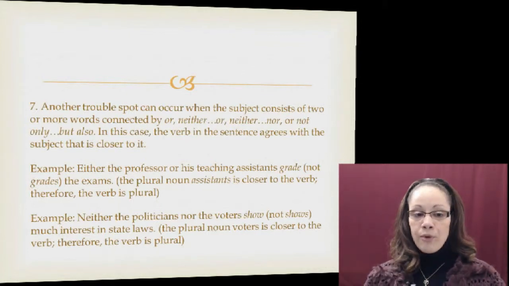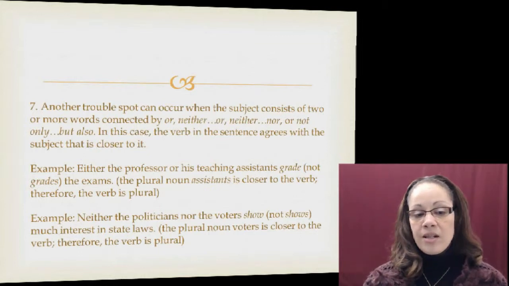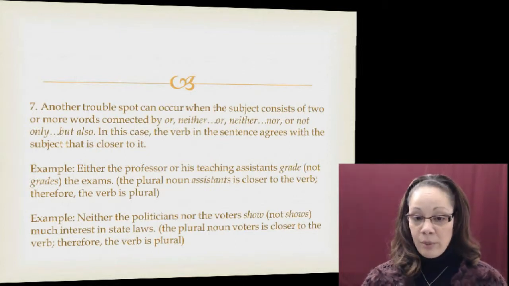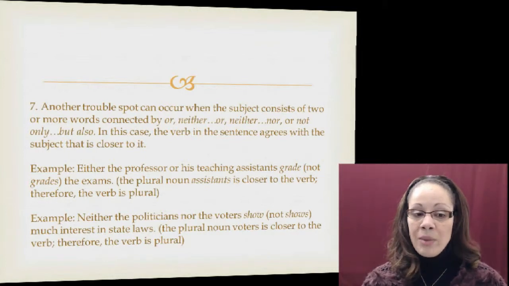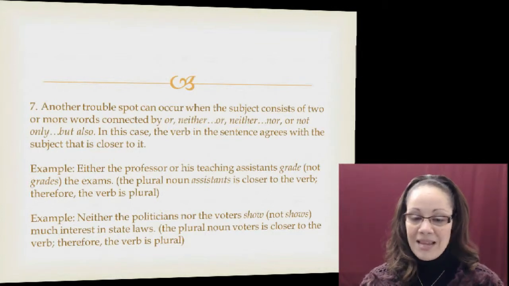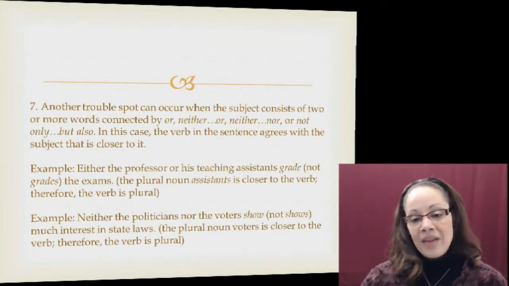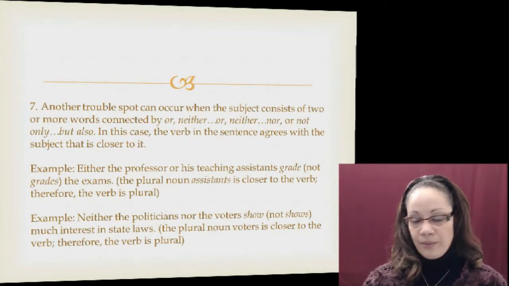Our second example, "Neither the politicians nor the voters show much interest in state laws." Again, our verb is "show." First rule is find your verb, show. Who or what show? Because we have neither nor, we have to go with the subject or the noun that's closest to the verb. In this case, it's voters. Voters is plural, so I automatically have a plural verb with "show."